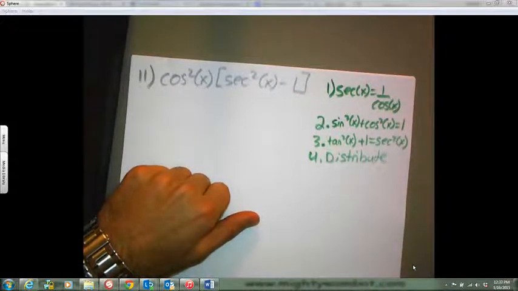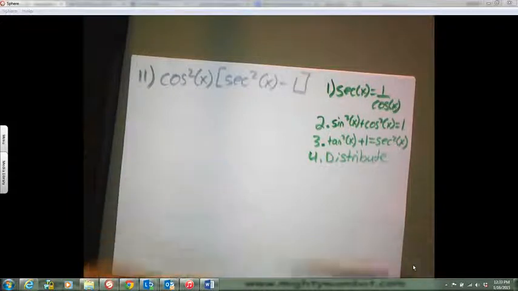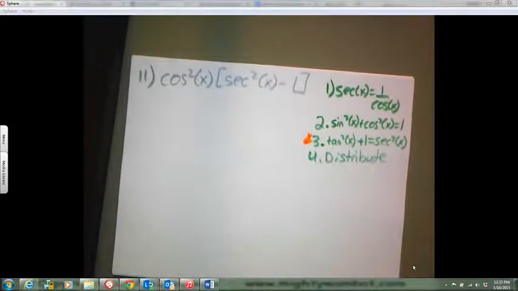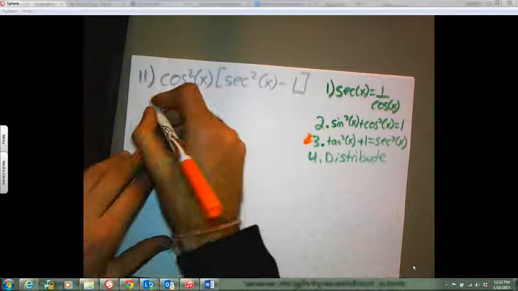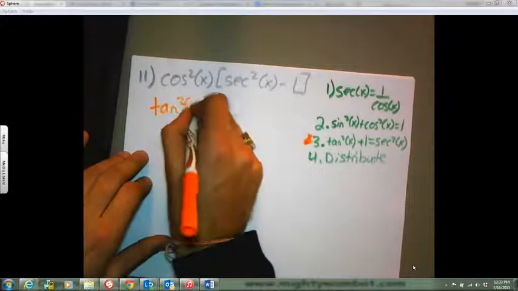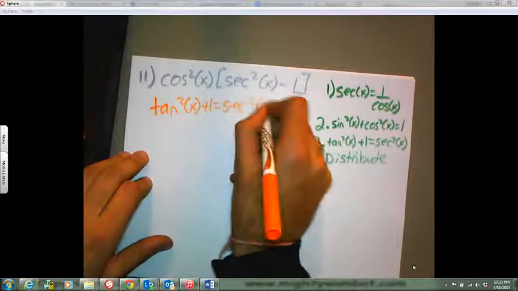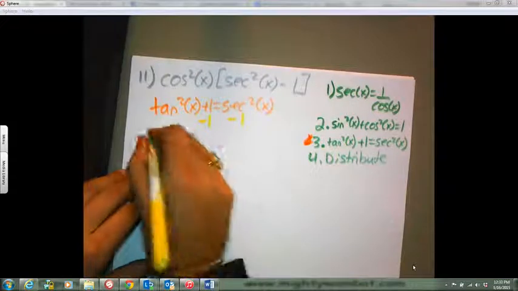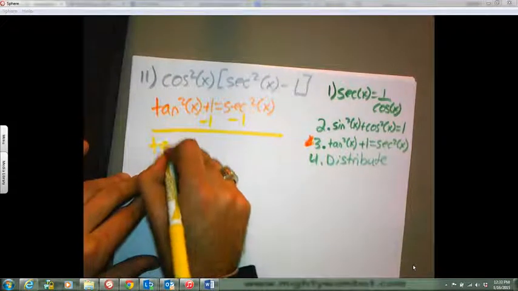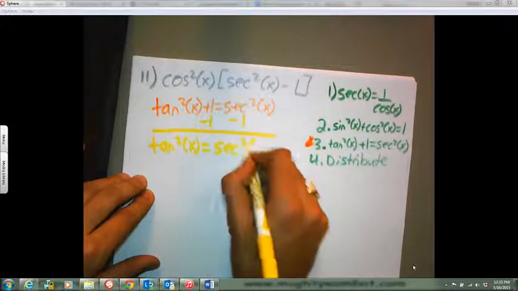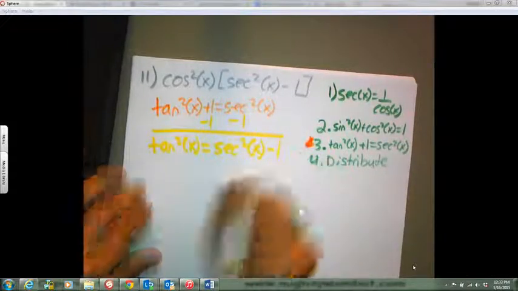Lucio said, why don't we take and use number 3? So let's see what Lucio did. Lucio said, let's use number 3. He said, I know that tan squared of x plus 1 is secant squared of x. So he said, why don't I just minus 1 on both sides? And then get tan squared of x equals secant squared of x minus 1. And he said, this yellow is the same as this yellow.